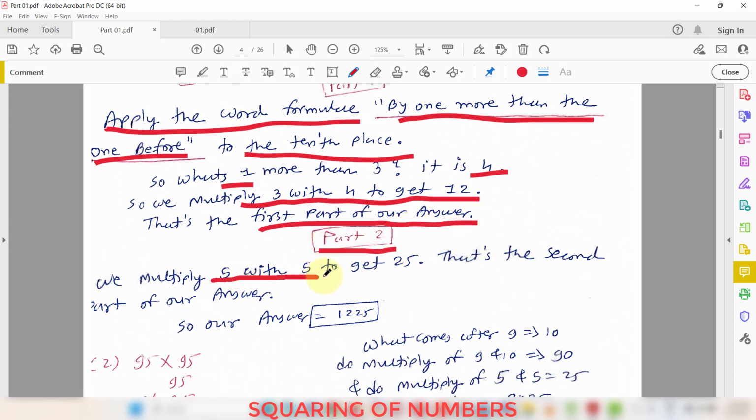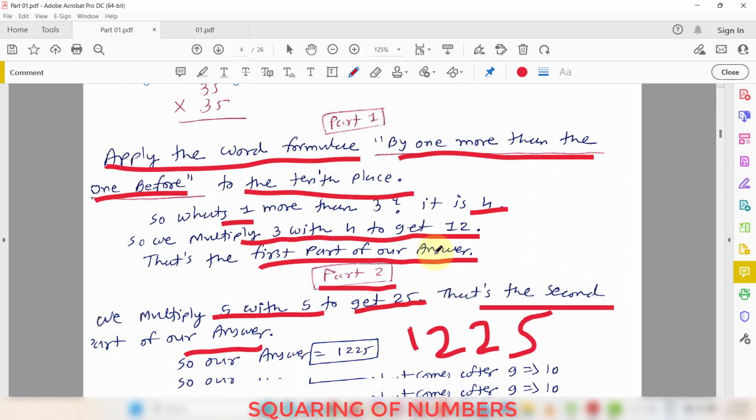Now what is the part 2 answer? That is 5 times 5, that is 25. So that is our second part of the answer. So my final answer will be 1225.